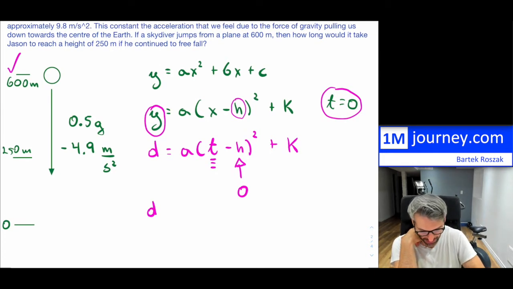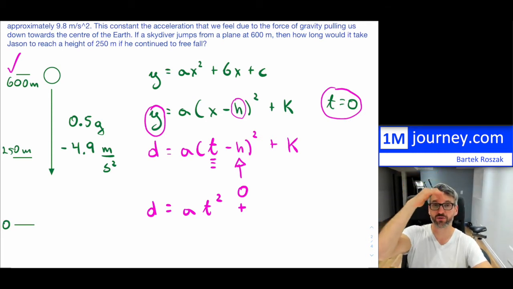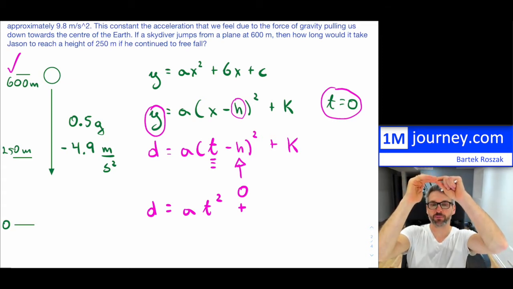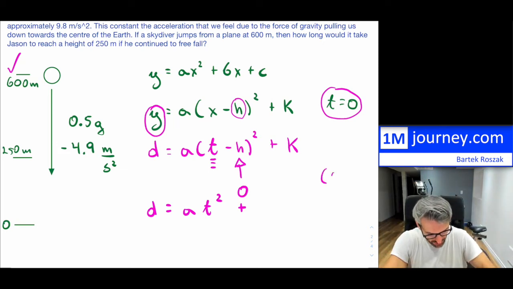So this is going to be d is equal to a t squared plus, all right, now my k is, again, because (h, k) is just your vertex, it's the peak of your parabola. Well, we know that we're starting at 0, and we also know that the height that we're starting at is 600. So our vertex really is just time 0, and our distance is going to be 600.